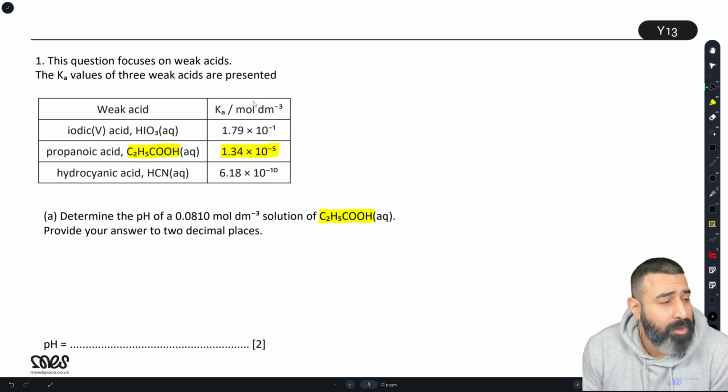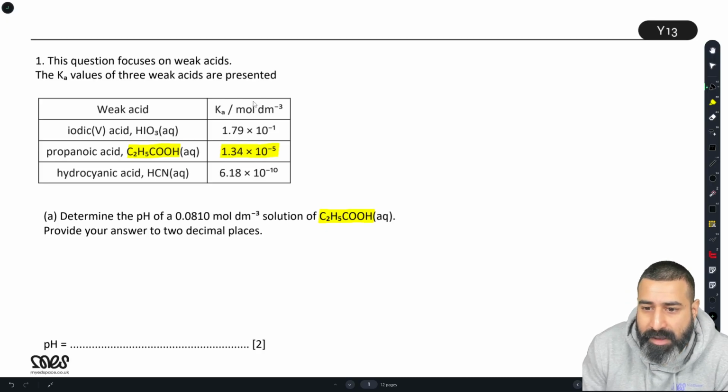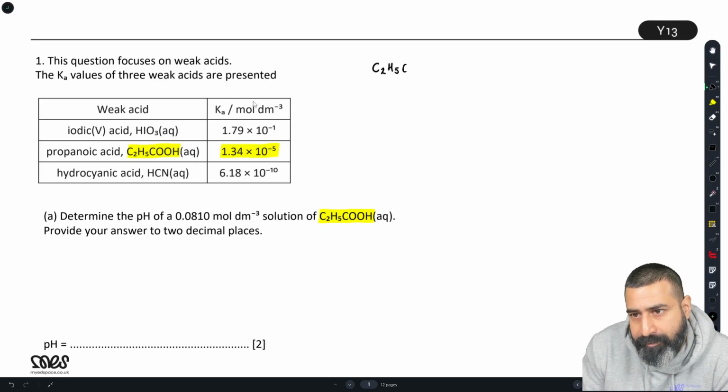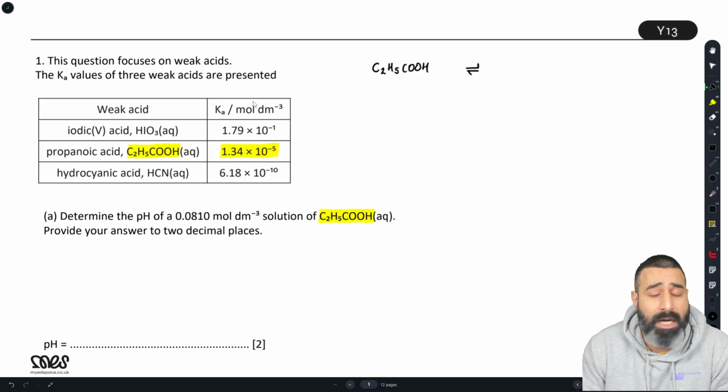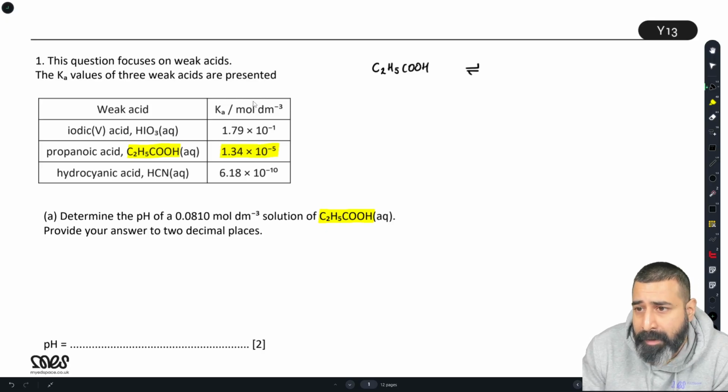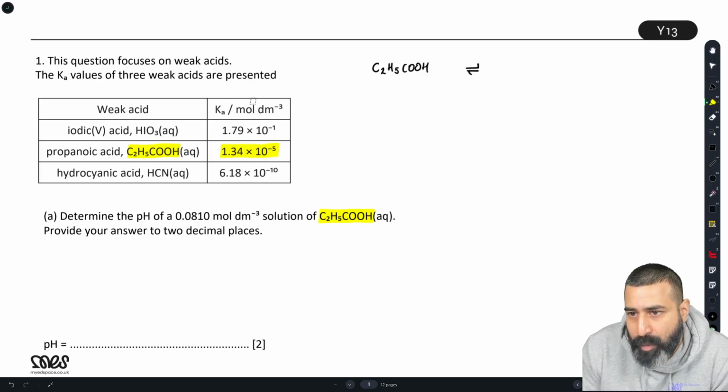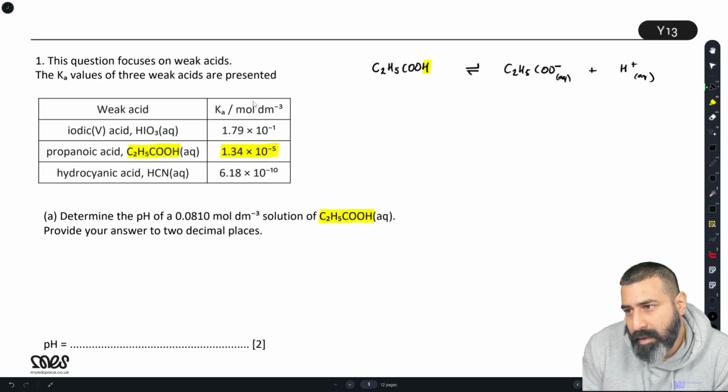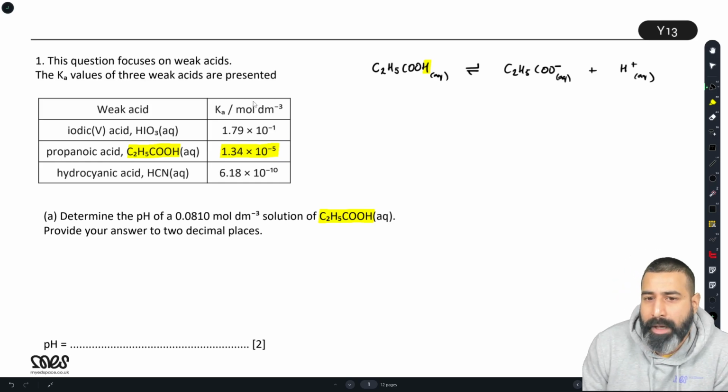Okay, the first thing I'm going to do is actually write out the dissociation for this acid. So C2H5COOH. Now remember, it's a weak acid, so it partially ionizes or dissociates in water. And this is my acidic proton. So I get C2H5COO minus, and H plus. Aqueous, aqueous, aqueous. Okay, where can I go from here?